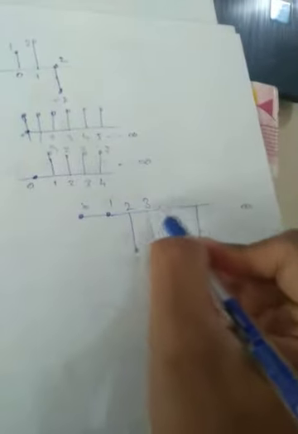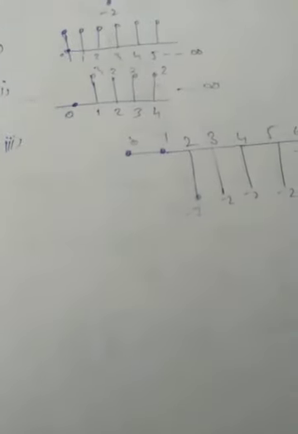This is 0, at 0 it is 0, at 1 it is also 0, because we already calculated this decomposition. So at 2 it is minus 2, 3, 4, 5, 6 and so on. So this is our step decomposition.